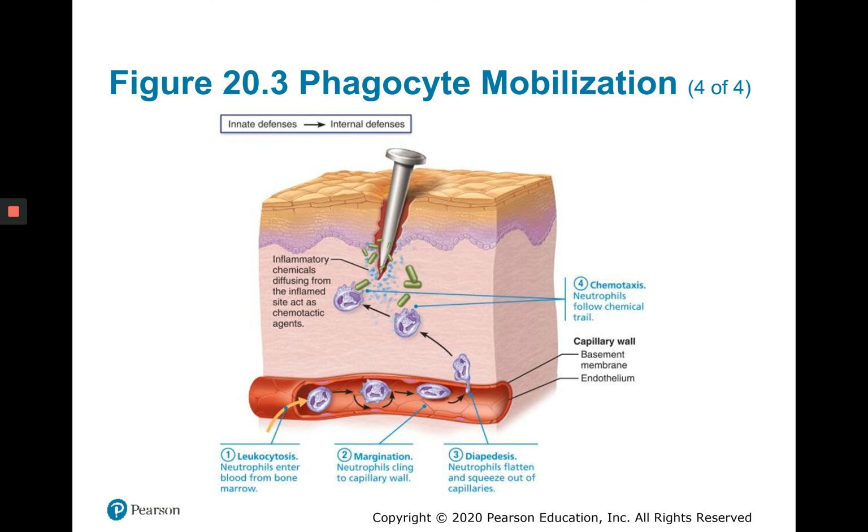So that chemical alarm that is sounded when a pathogen is in a tissue or because of tissue injury is what sets the stage for inflammation. It not only includes vasodilation and increased vascular permeability, but it also includes phagocyte mobilization, which is made up of the steps that we see here: leukocytosis, mobilizing white blood cells; margination, having those white blood cells cling to capillary walls; diapedesis, having those white blood cells squeeze through endothelial cells and move into tissues; and positive chemotaxis, wherein those white blood cells follow a chemical trail to the site of infection or tissue injury.